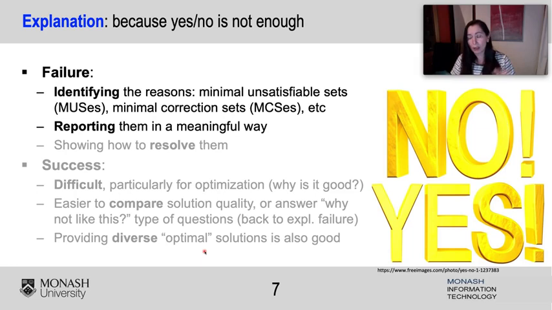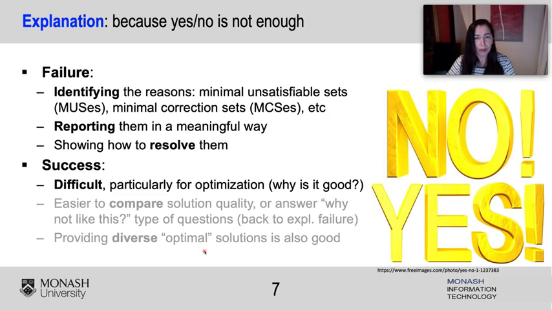And also, finally, how to resolve them. So how to modify the particular variables, values of the variables, or the particular input data to actually get out of the failure. So that's a more common formal explanation. A more difficult formal explanation is to explain success, particularly for an optimization, because how do you explain why something is good? It's difficult enough to say why the solution is good, it's very difficult to say why this is better.